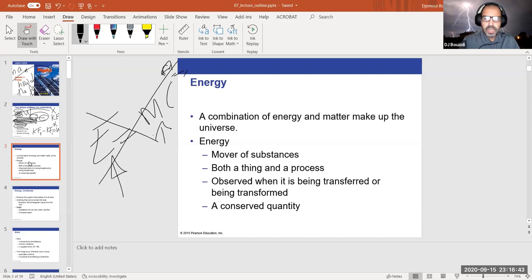Energy can be noticed when it's transferred, okay? And it is a conserved quantity throughout the universe. We believe that whatever the universe had in terms of energy to begin with, there is no way you can create energy or destroy energy. Somebody might argue, how about this E equals mc squared? Taken in that context, then both of them, the mass and the energy, as one unit, are conserved. It's still a conserved quantity.